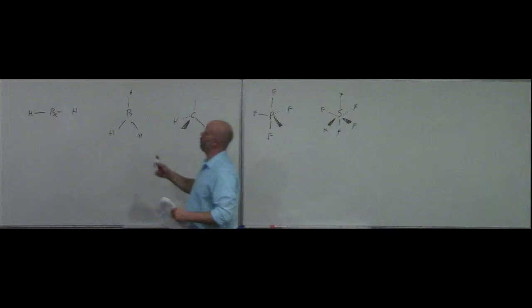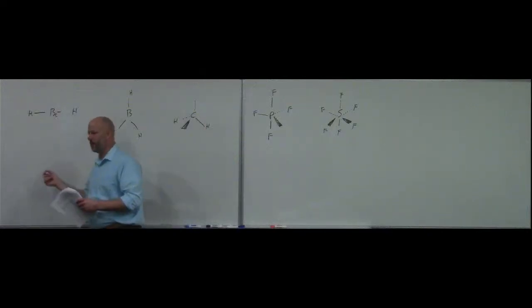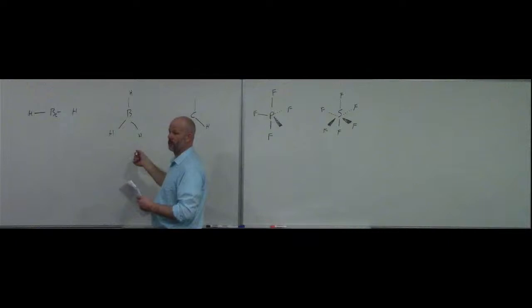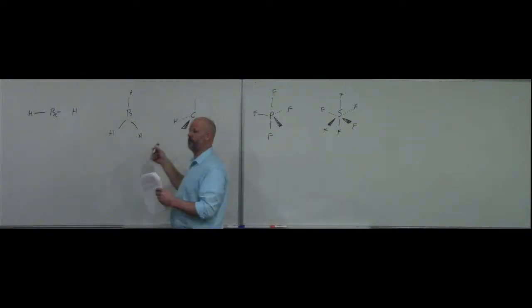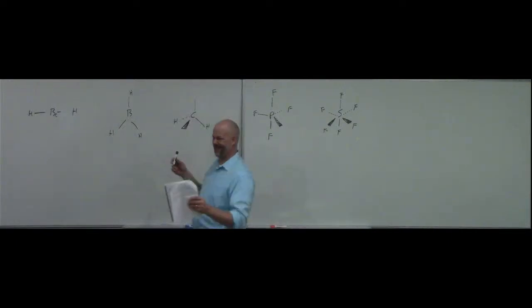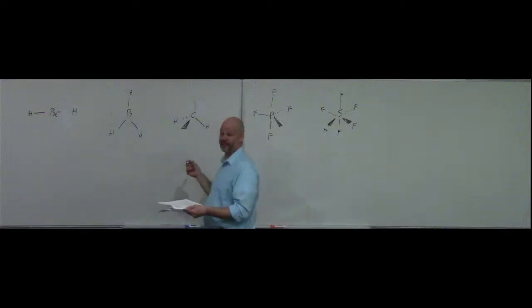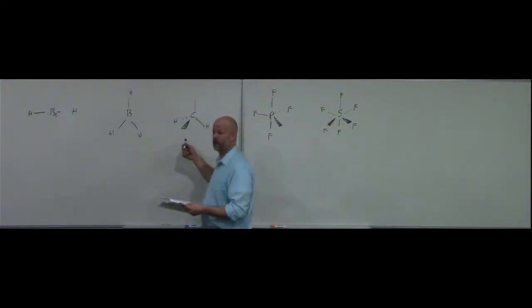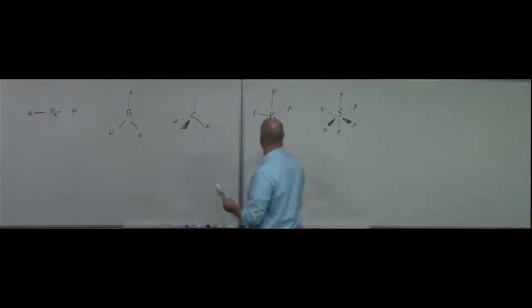What shape is this? Linear. This one? Try to do it without your notes. And this is what you've got to be able to do on a test. Okay. Right? This one? Tetrahedral. Tetrahedral. This one?